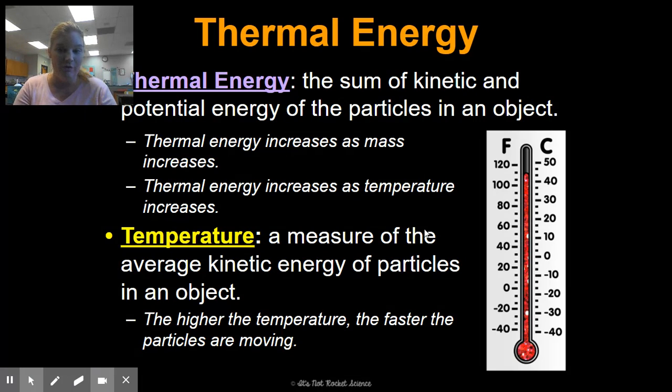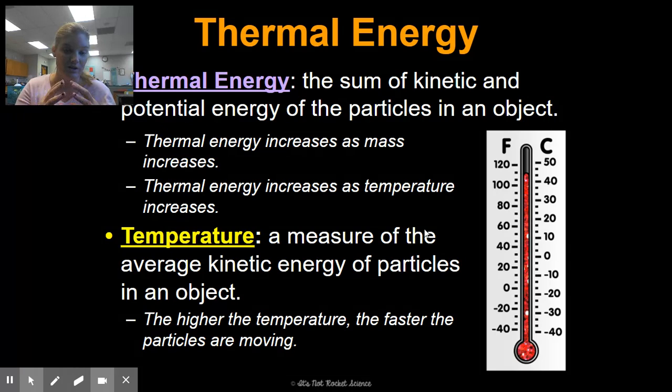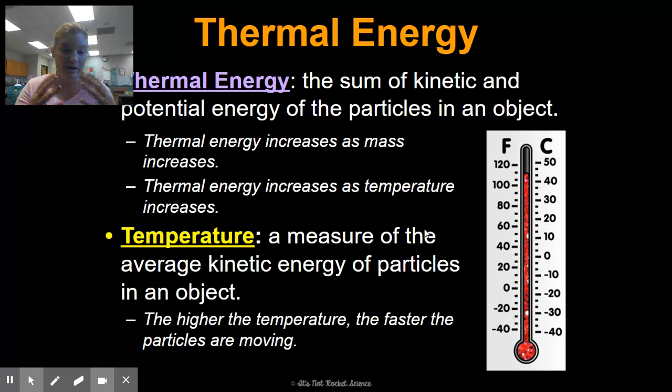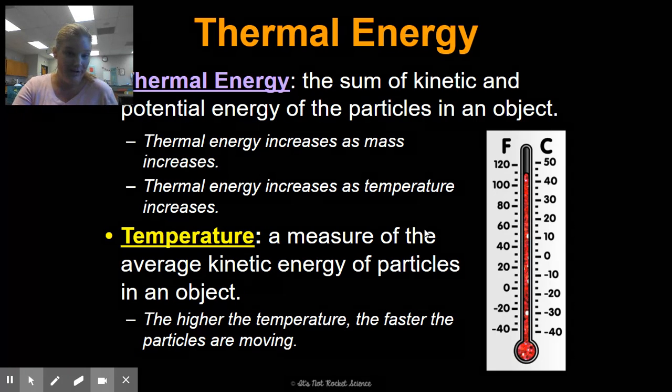So when you're freezing something, you're essentially slowing down the movement in those molecules until they're moving so little that they can turn into a solid. When you're heating something up, like putting water on the stove, then the particles are going to move faster and faster, and that's what gets us boiling.